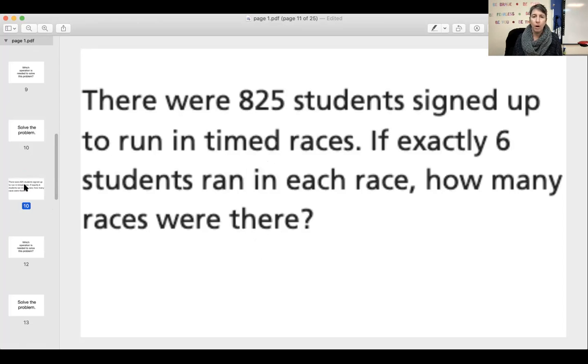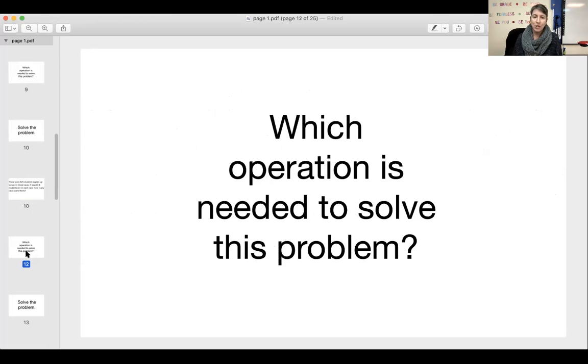This is question 4 on page 119 of your math journal. There were 825 students signed up to run in timed races. If exactly 6 students ran in each race, how many races were there? Again, think to yourself, do I need to use addition, subtraction, multiplication, or division to solve this problem? Which operation is needed to solve problem number 4 on page 119?